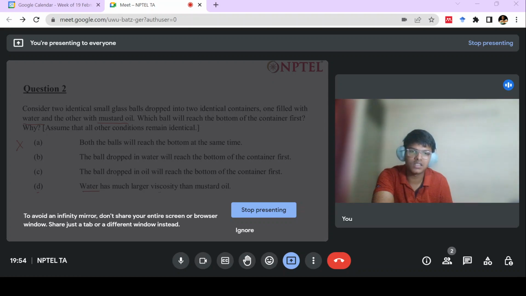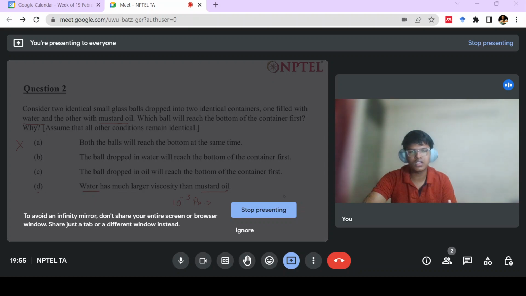Water has larger viscosity than mustard oil. It is not. Water's viscosity is about 10 to the minus 3 pascal seconds, and mustard oil's viscosity is generally two orders higher than that. It will be in the range of 10 to the minus 1. Most oils have very large viscosities compared to water.